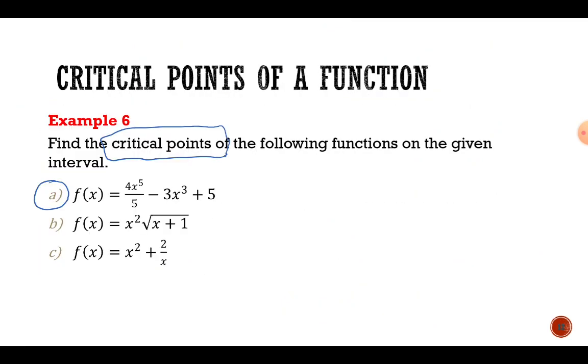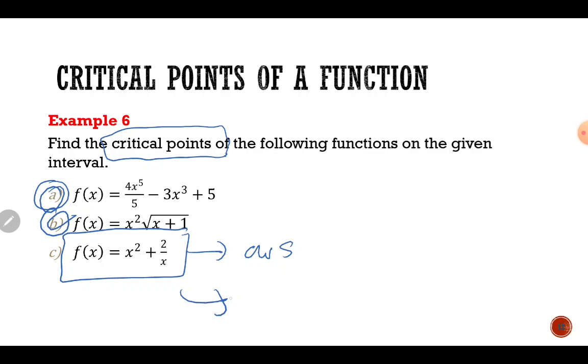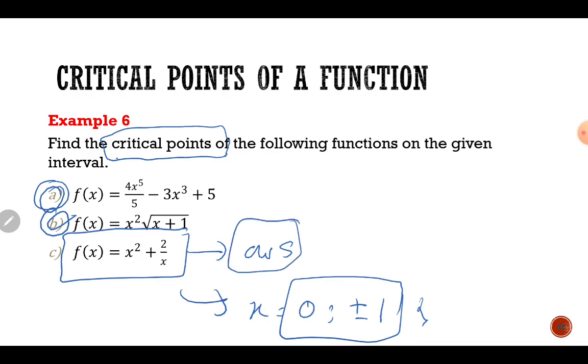Dan A dan B. Untuk C, saya nak you solve this as your classwork submission. Saya bagi jawapan. The critical points that you should get is equals to 0 and plus minus 1. Ada 3. Show to me how do you get these 3 points as your critical point as your classwork submission.